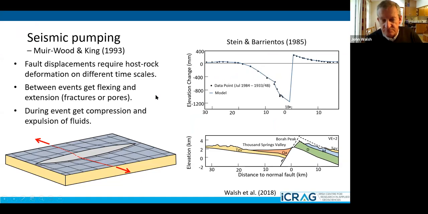There's another mechanism, which is seismic pumping. And as you can imagine, it sounds a little bit more active, and it is. What happens is that when a fault moves, it has an effect on the strains within the rock surrounding the fault. And this deformation, you can see, this is a big fault.